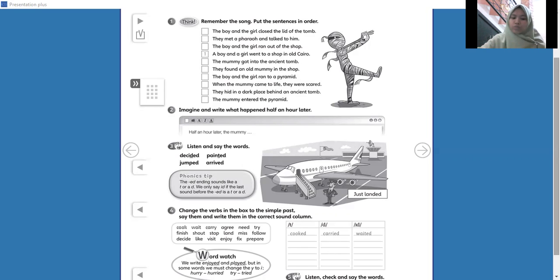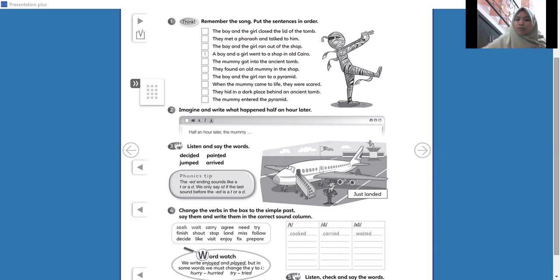T we are going to pronounce like painted. And then P means that we are going to pronounce like jumped. V means we are going to pronounce D at the end of the sounds. B, read. Okay, Ustazah hopes you can remember all of them.